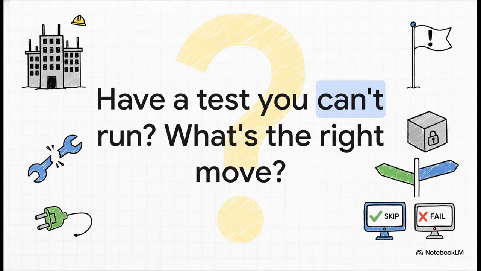So, you know the drill. Picture this. You've got a test sitting in your suite, but for whatever reason, maybe the feature's half-baked, maybe a key dependency is just down, it's not ready to go. So what's the right move? Do you just hide it, or do you flag it as a problem? This is something every single developer runs into, and that's exactly what we're going to get into.